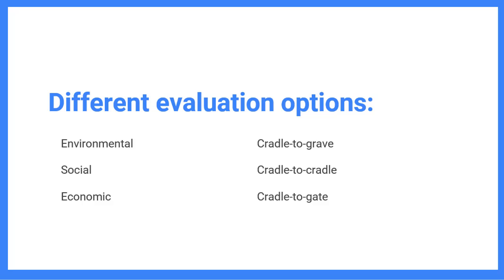There are 3 types of evaluation options available when doing a life cycle analysis. So the first one, cradle to grave, considers everything from harvesting materials to the disposal of the finished good. The cradle to cradle approach considers a regenerative design where the materials are viewed as nutrients circulating in a healthy metabolism. And finally, the cradle to gate approach considers raw materials to the finished good, but it does not consider its use or the end of life.